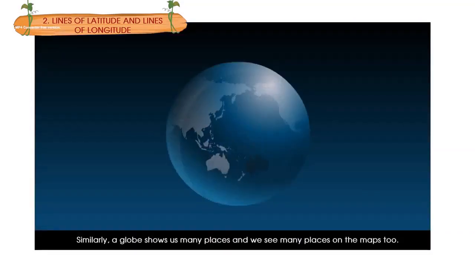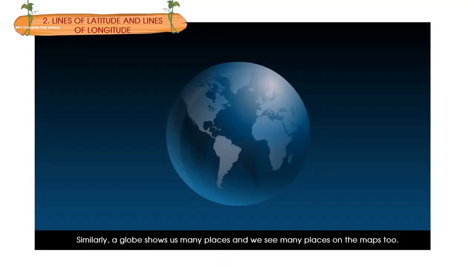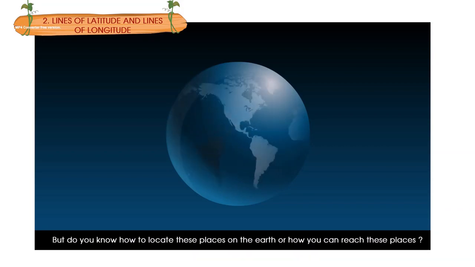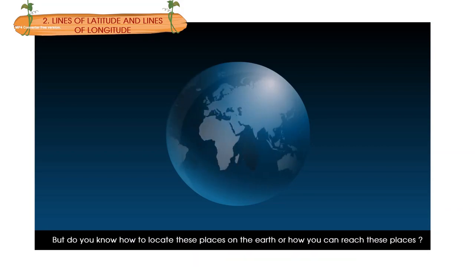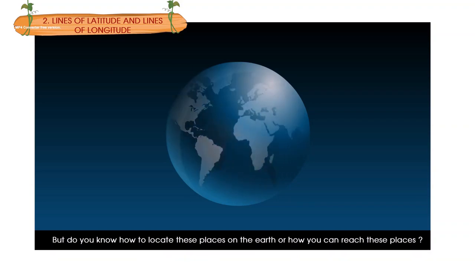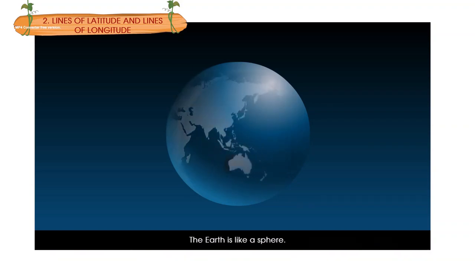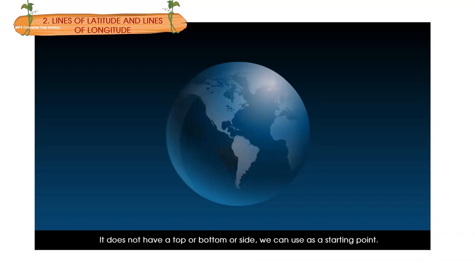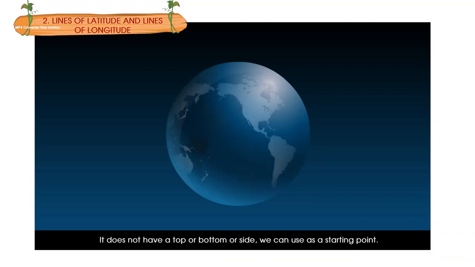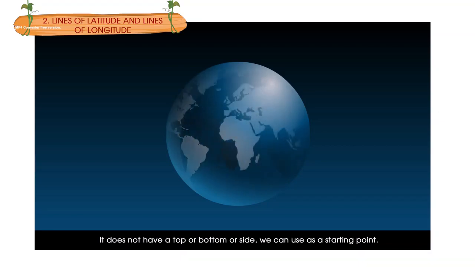Similarly, a globe shows us many places and we see many places on the maps too. But do you know how to locate these places on the earth or how you can reach these places? The earth is like a sphere. It does not have a top or bottom or side we can use as a starting point.